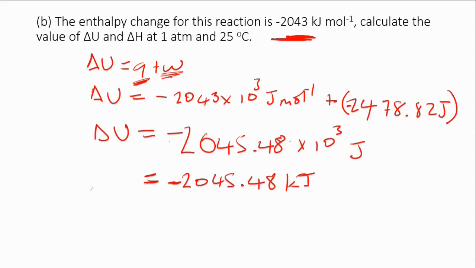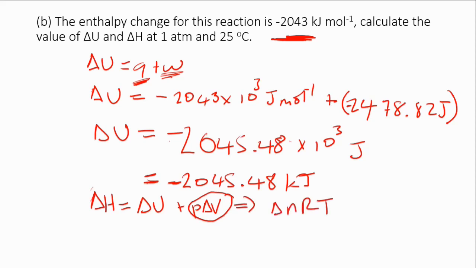Okay. So we need to calculate delta H as well. What is delta H equal to? Well, remember this. Delta H, which is the enthalpy change, is equal to the change in the internal energy plus P delta V. Don't forget this. Now remember, wherever there is P delta V, you could always replace it with delta nRT. So you could write delta H is equal to delta U plus delta nRT. Don't forget that.